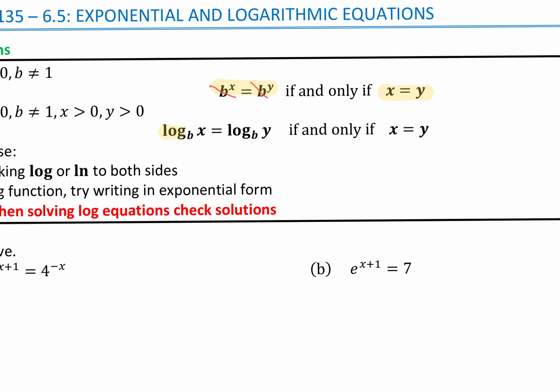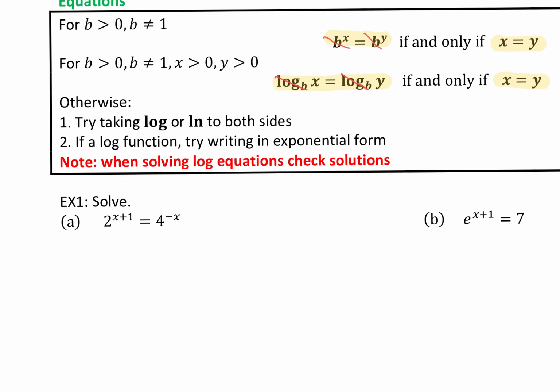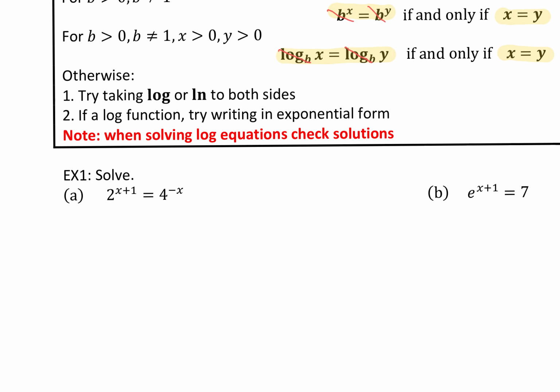If you can get log same base equal to log same base on either side of an equal sign, then you can cancel the log and simply set the arguments equal to each other to solve. However, that's not always possible. If you're working with an exponential equation and you cannot get the bases to match, what you could try doing is taking log or natural log on both sides of the equation. It's nice when you have an equal sign, what you do to one side, you do to the other.